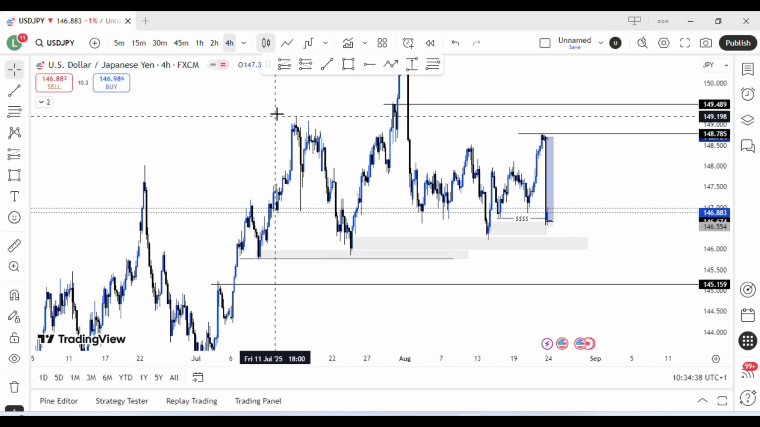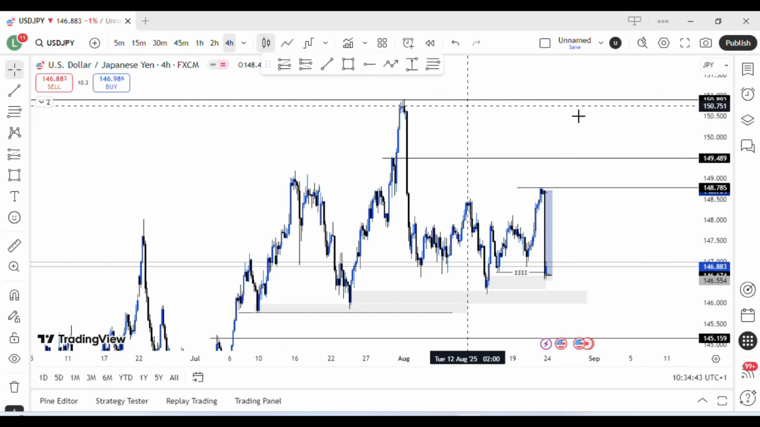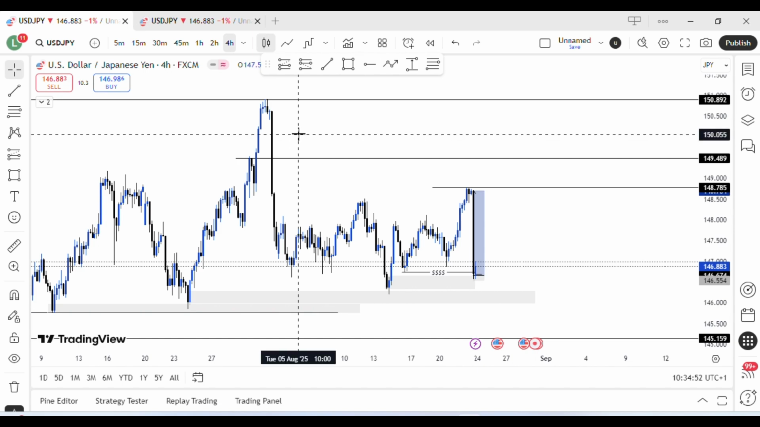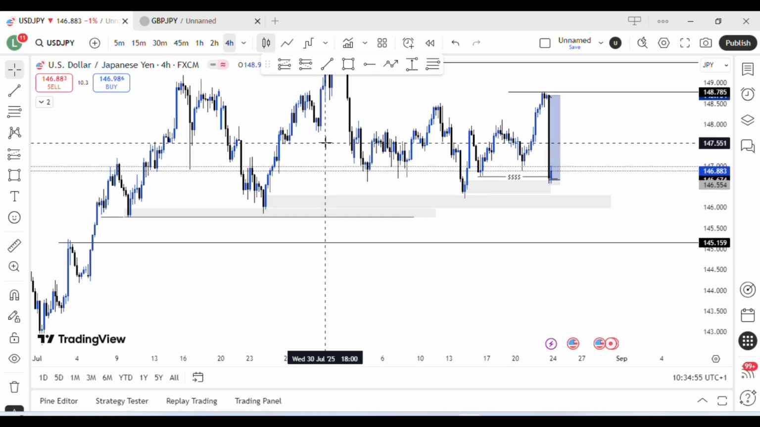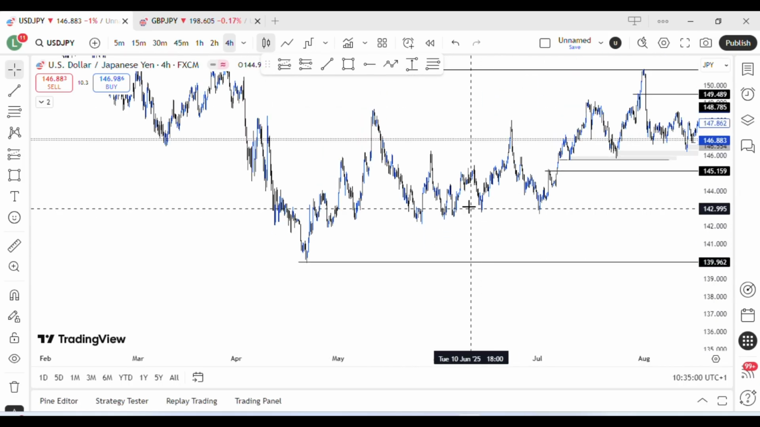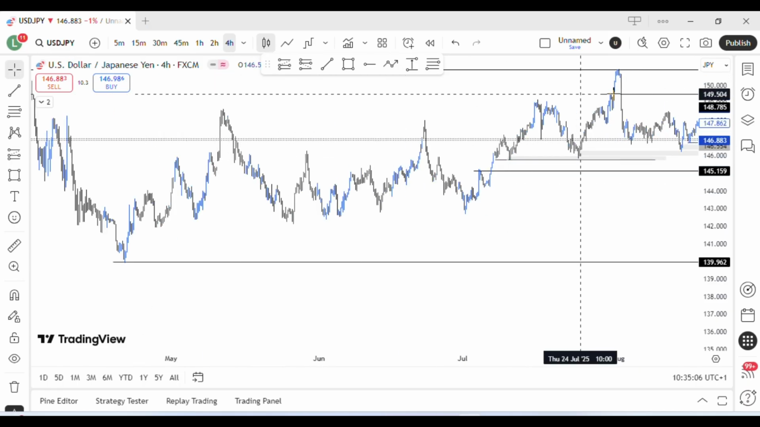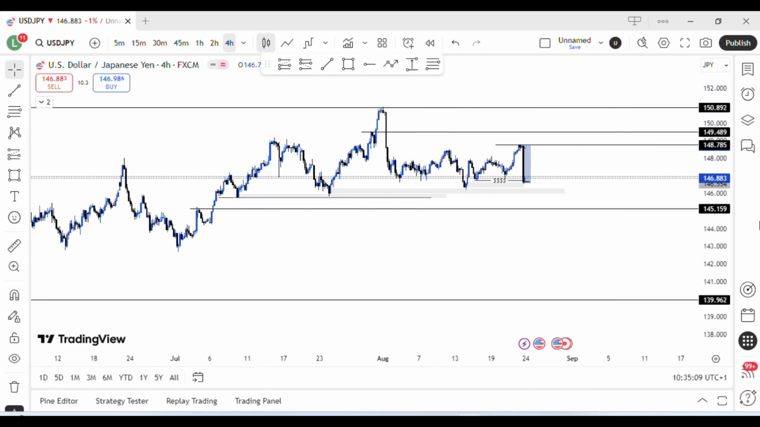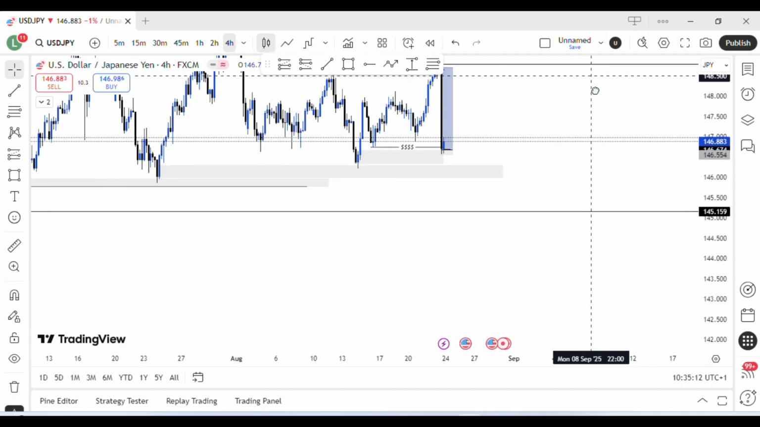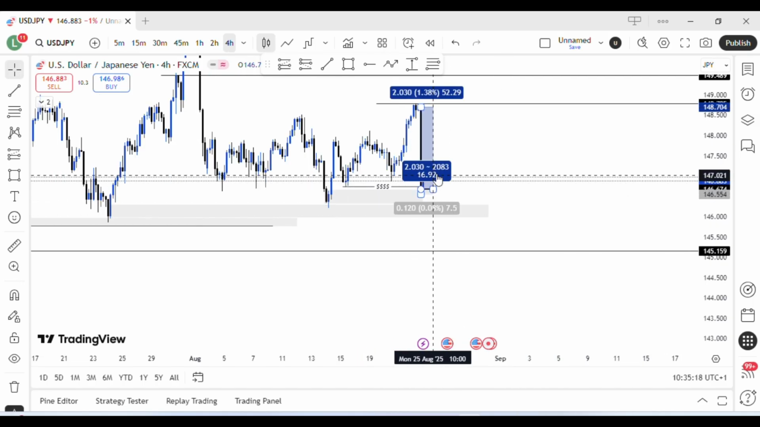The market is going up. This is a break of structure, and this is a protected high over here. And on this side, we have our protected low. If you look at the market structure, there's a break of structure. This market is in an uptrend, so there's no reason for me to be selling this market. The only thing for me to be doing is to buy the market.